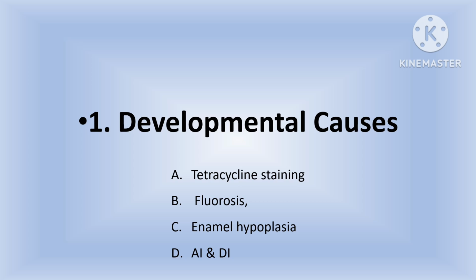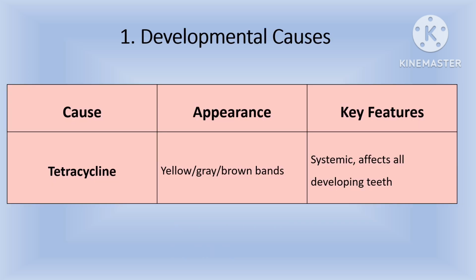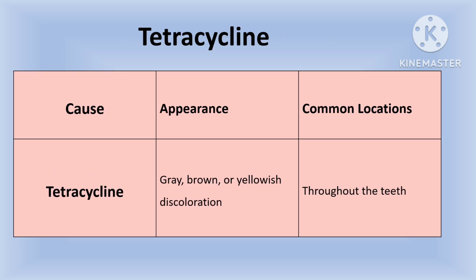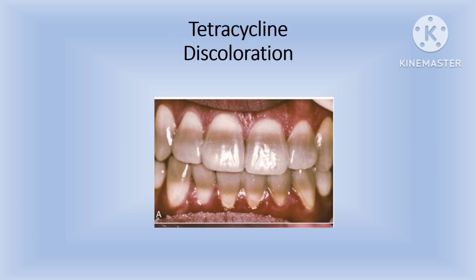Developmental causes are tooth discoloration that occurs during tooth development due to systemic factors or disturbances in the formation of enamel or dentine. An example is tetracycline staining. It occurs when antibiotics are administered during tooth development. It leads to gray, yellow or brown bands in the enamel or dentine.